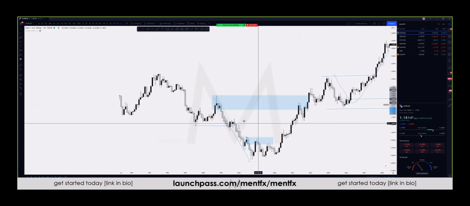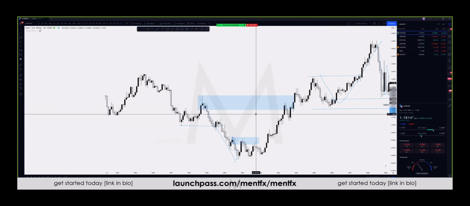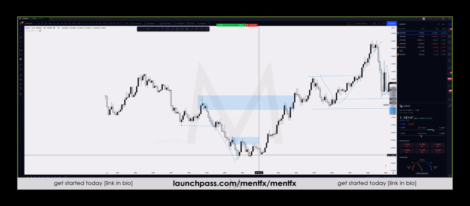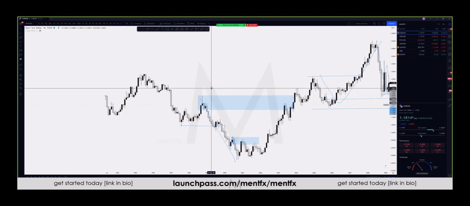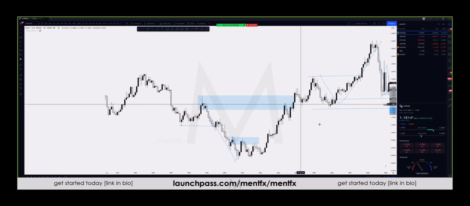Now if you think about it, structure didn't hold at all, but it feels like it's holding because it's taken so long. It took like 6 years just to get up here. So it feels like structure isn't doing anything different.